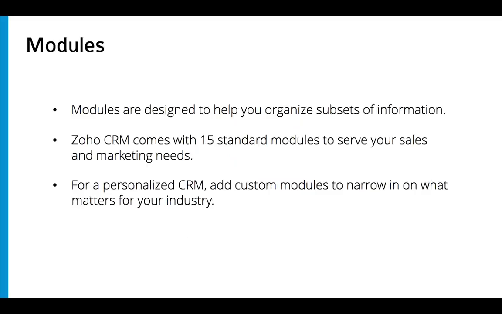Custom modules. Zoho CRM comes with 15 standard modules to serve your sales and marketing needs. Sometimes the standard predefined modules present in Zoho CRM do not always meet your requirements. In such a case, Zoho CRM lets you create a new module depending on your business needs. For instance, in the case of the real estate example, you might want to add properties as a new module and relate them to contacts and deals. For a personalized CRM, add custom modules to narrow in on what matters for your industry.